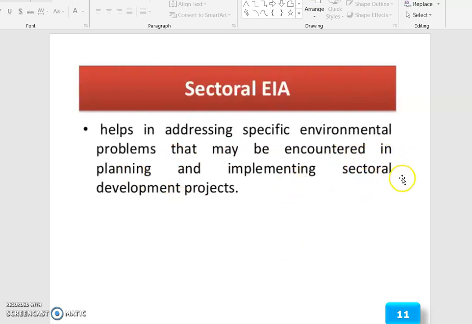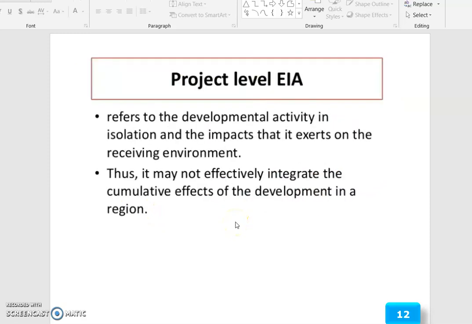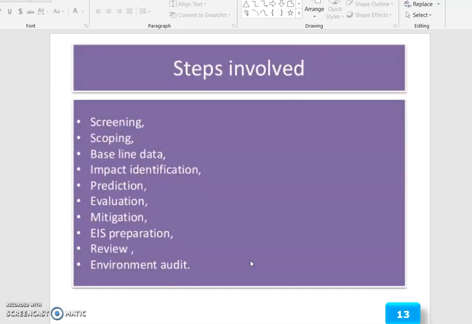Then sectoral environmental impact assessment helps in addressing specific environmental problems that may be encountered in planning and implementing sectoral development projects. Then project level EIA refers to the developmental activity in isolation and the impact that it exerts on the receiving environment. Thus, it may not effectively integrate the cumulative effects of the development in a region.